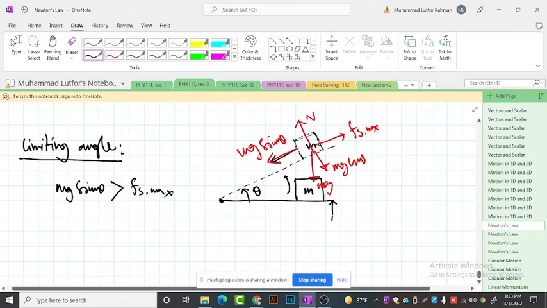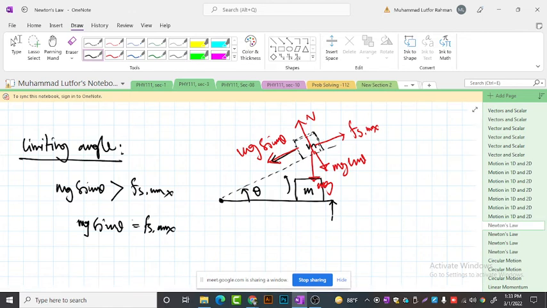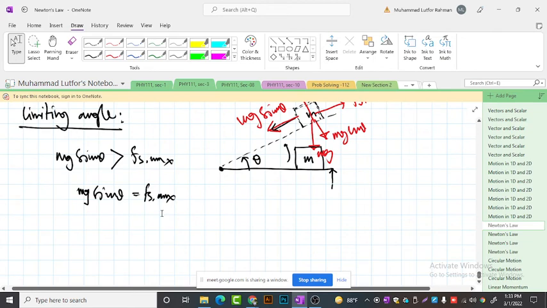So I'm considering a case when these two forces are just equal. mg sin theta must be equal to Fs max. That means it will be on the verge of motion. It will just try to start to move. I'm considering that the limiting case, the limiting angle. All right, this equation I can find out.